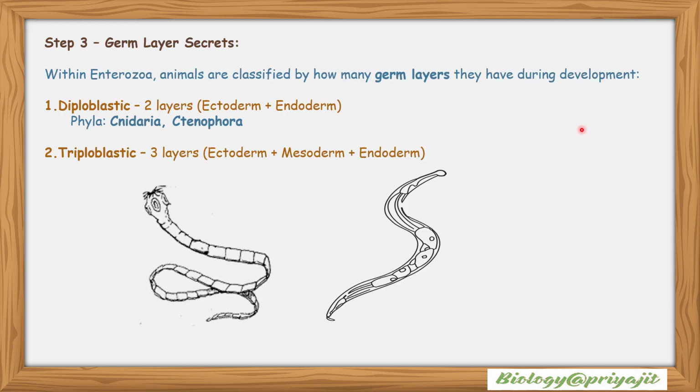Germ layer secrets. Within Eumetazoa, animals can be classified by how many germ layers they have during development. Diploblastic, two layers, ectoderm and endoderm. They have the phyla Cnidaria and Ctenophora, and triploblastic they have three layers, ectoderm, mesoderm and endoderm. This is the image of flatworm, Platyhelminthes, and this is the example of roundworm or Aschelminthes or Nematohelminthes.